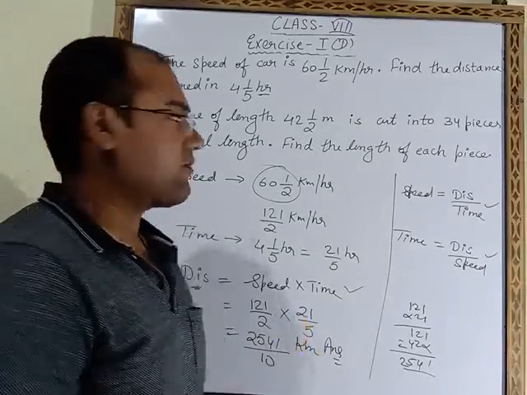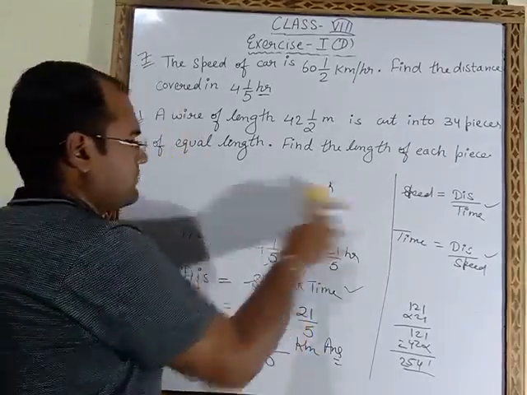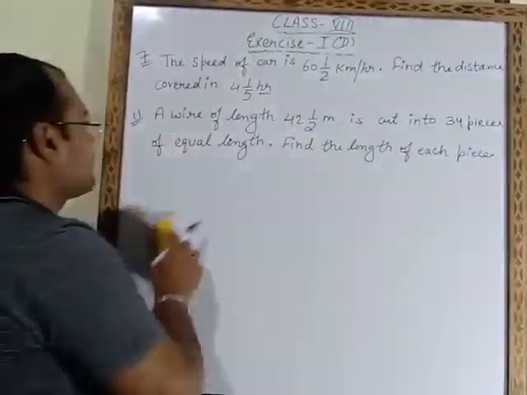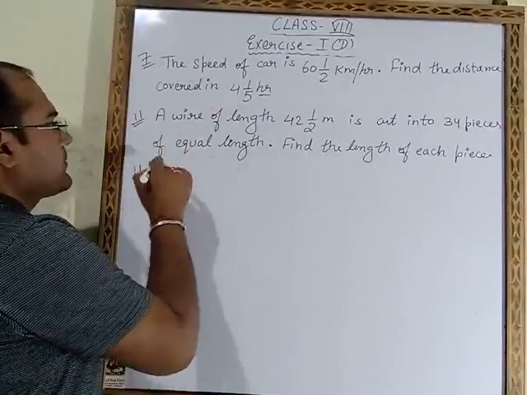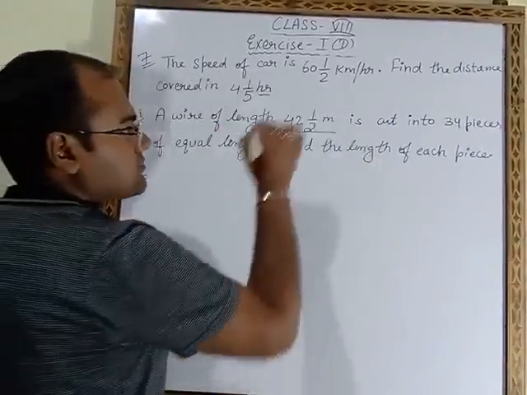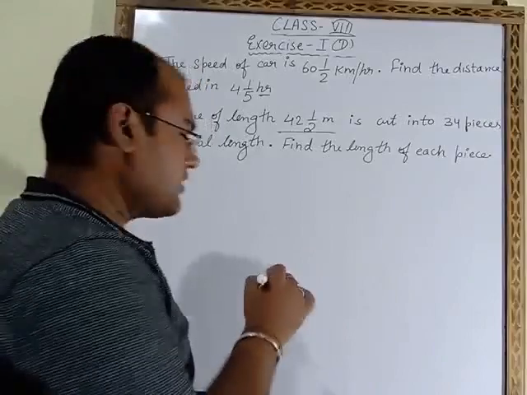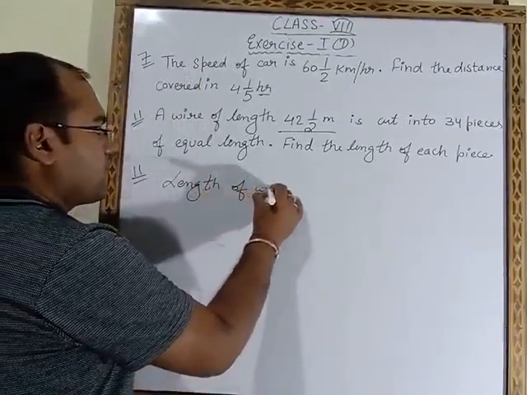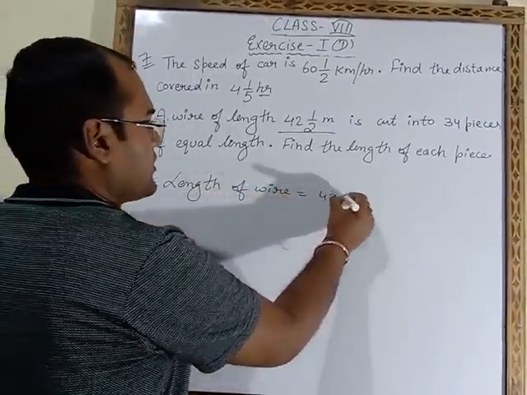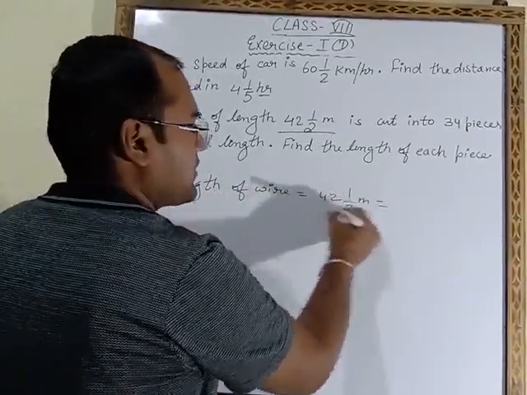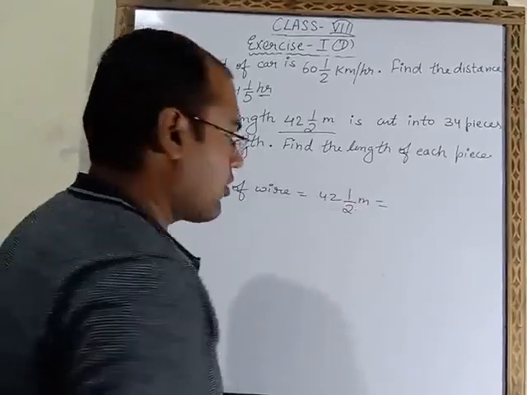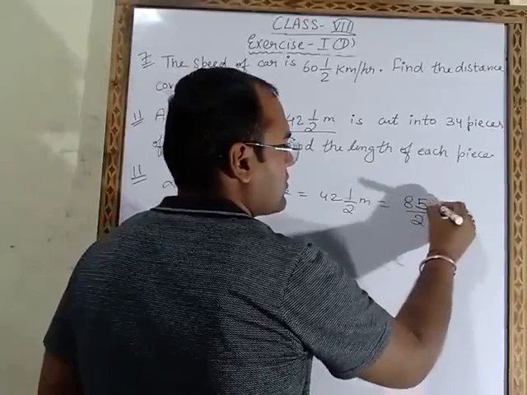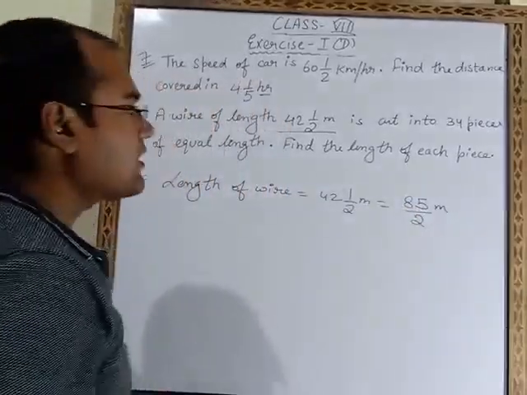Now see question number 11. A wire of length this much meter. What is this? This is the length of wire. So first of all we will write length of wire. How much is given? 42 whole 1 upon 2 meter. We will change this mixed fraction into improper. 42 twos are 84 plus 1, 85 upon 2 meter. This is the length of the wire.